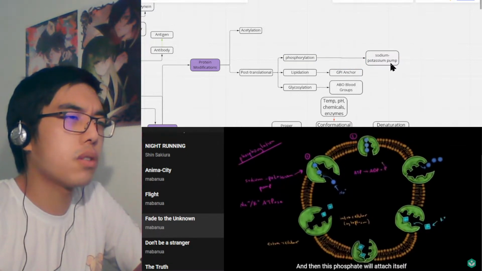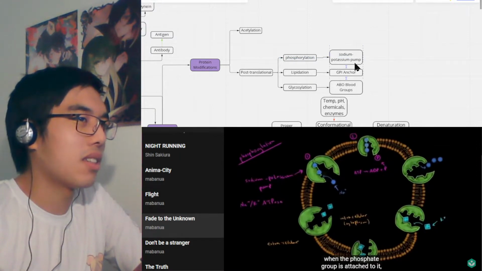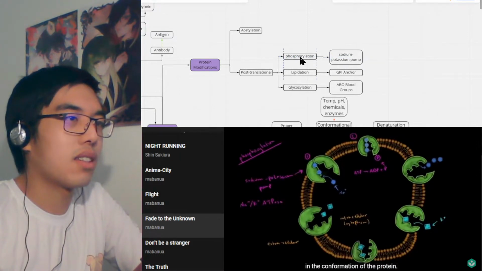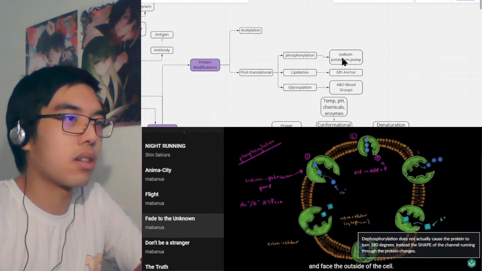plus phosphate. The phosphate will attach itself to the protein. And that is phosphorylation. When the protein gets phosphorylated, when the phosphate group is attached to it, it causes a change in the conformation of the protein. That change in conformation causes the protein to turn itself around by 180 degrees and face the outside of the cell. And that's what you're looking at right over here.